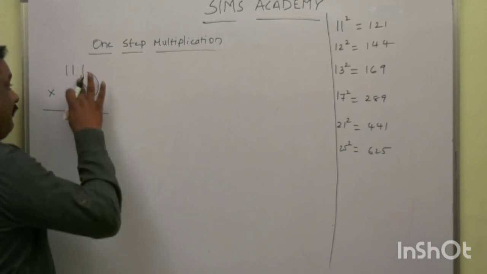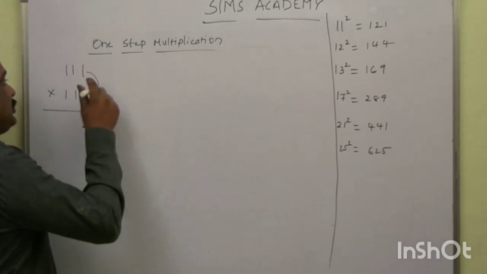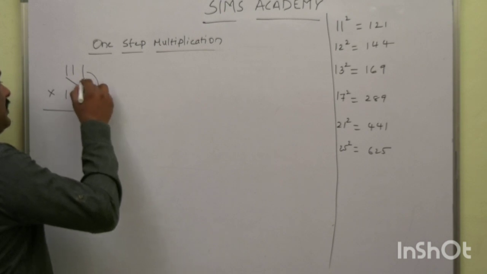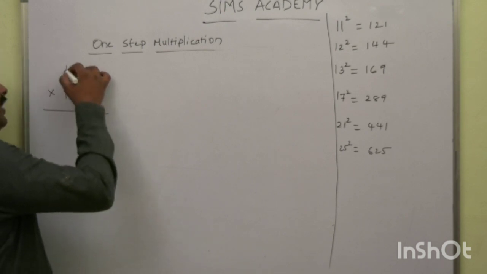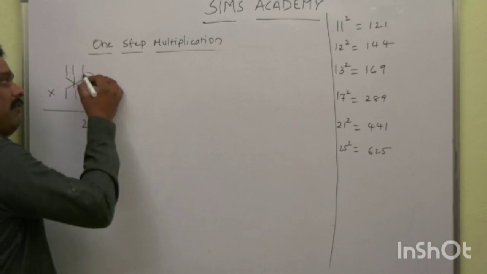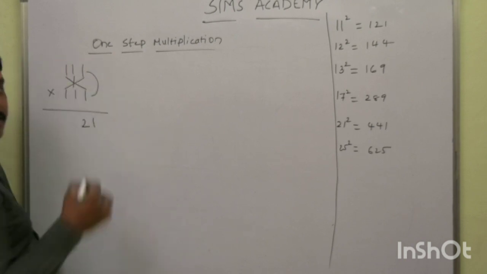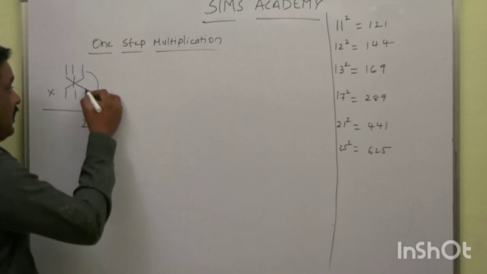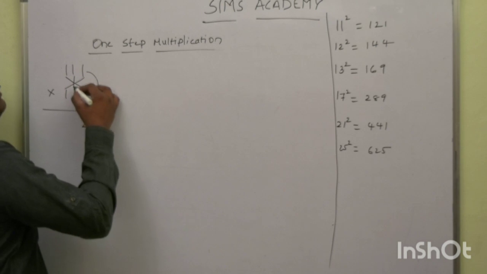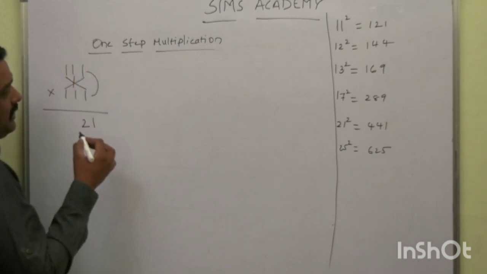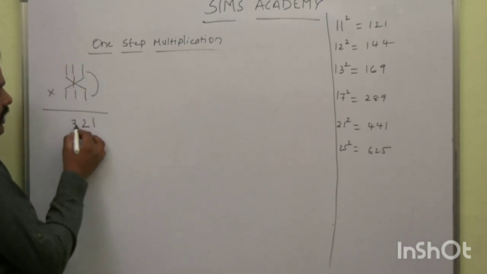Next, we have to go with 3 numbers. That means first and last, middle one. 1 into 1, 1 plus 1 into 1, 1 plus 1 into 1, 1. Observe carefully. 1 into 1, 1. 1 into 1, 1 plus 1 into 1, 1. 1 plus 1 plus 1, we got 3.